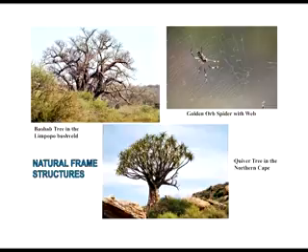And in the top right-hand corner is a golden orb spider. It lives in the same area as the baobab, and it's called a golden orb spider because its web looks gold when seen at the right angle in the sun.